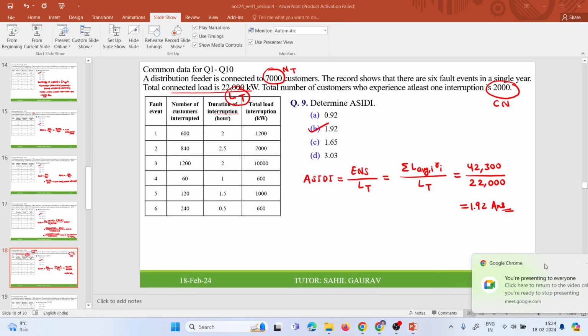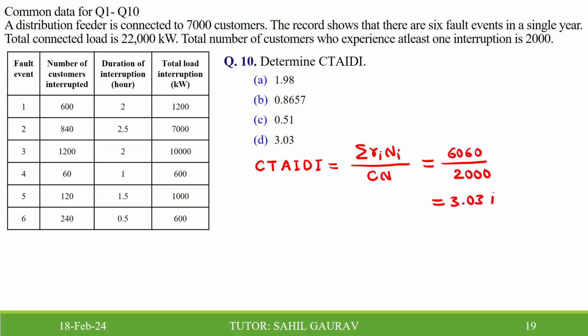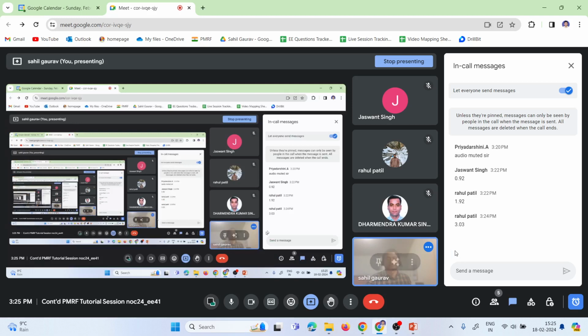Now the last problem for this common data problem. Determine CTAIDI, that is the customer total average interruption index. CTAIDI, the customer total average interruption index, is the ratio of customer interruption duration to the total number of customers interrupted, CN. So sigma RINI we have computed as 6060 and CN is 2000. It will give you 3.03. Therefore D is the correct answer. Yes, Rahul, you are correct.